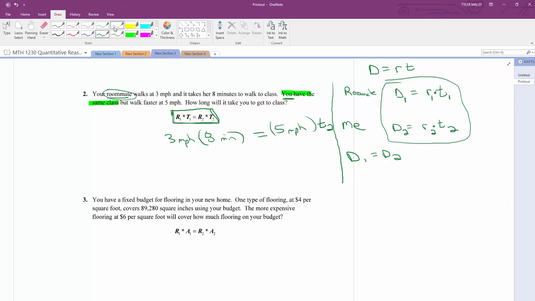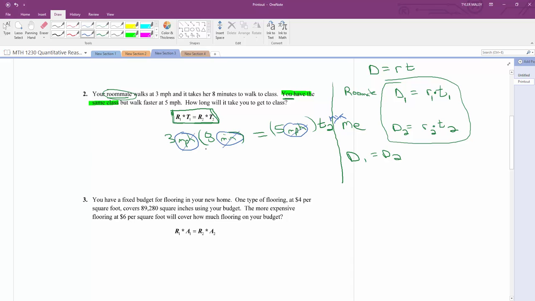One thing you want to notice is that we have the same units on both sides. As long as my rates are in the same units and my times are in the same units, so this would be in minutes, then we can use whatever units we would like, because these units would end up canceling. If I divide both sides by miles per hour, that's gone. If I divide both sides by minutes, that's gone. So that's one way to look at it.